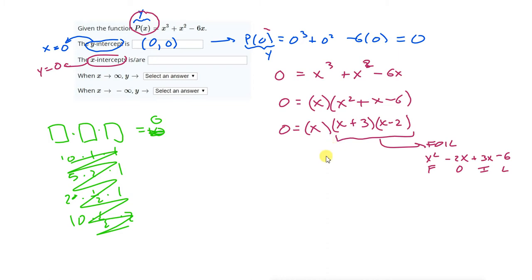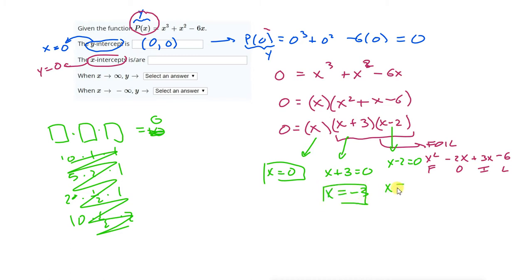Okay? So that means either the x factor is 0 or the x plus 3. Each of these is one of your little mystery boxes, like in this little picture over here on the left. X minus 2 has to be 0. So this already has a solution. This is negative 3, right? And this is 2. Okay, so there's my 3 different x-intercepts.